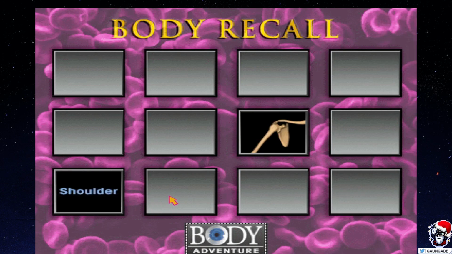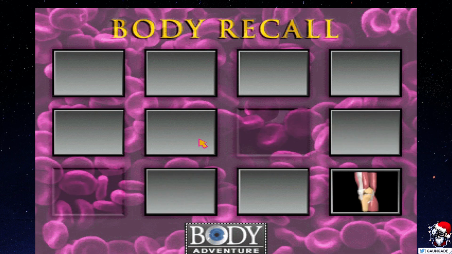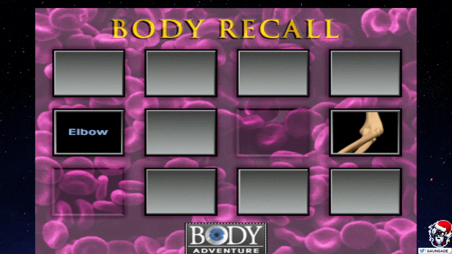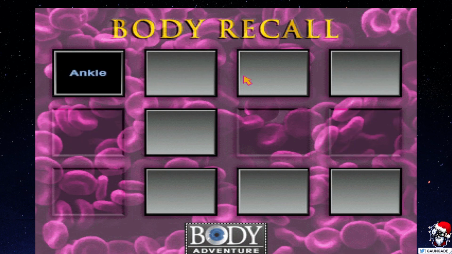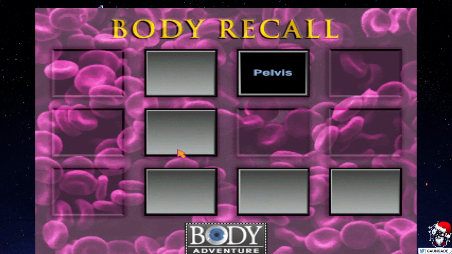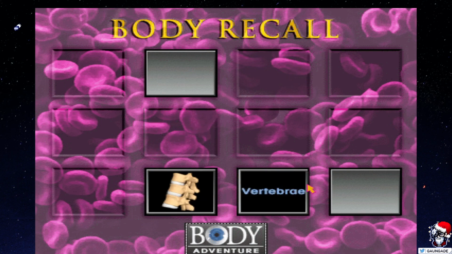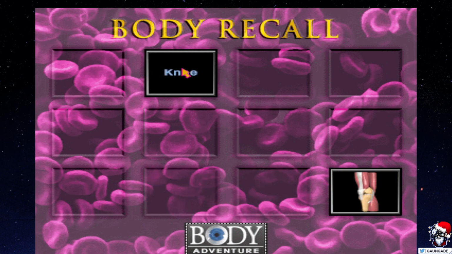Oh god. Shoulder. Spine. Elbow. Penis. Ankle. Cool. Pelvis. Vertebrae. Oh, the vertebrae. Knee. Nice. Look at that knee. Well done.